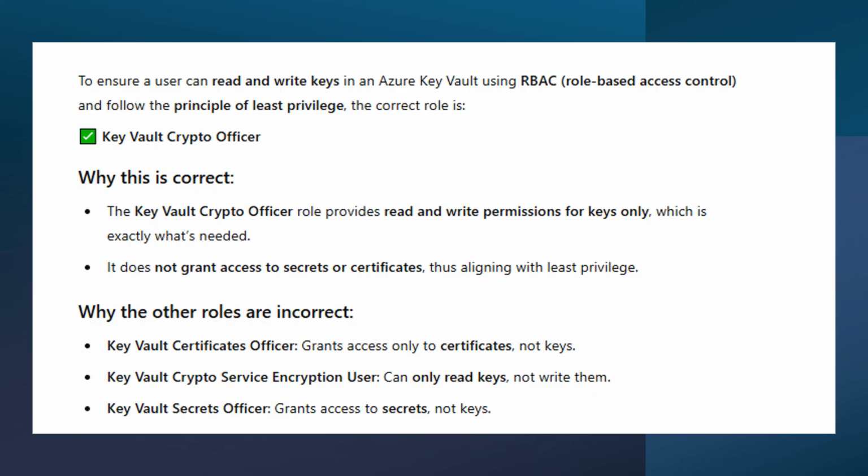Why are the others incorrect? Well, Key Vault Certificates Officer grants access only to certificates, not keys. Key Vault Crypto Service Encryption User can only read keys, not write them. And the Key Vault Secrets Officer grants access to secrets and not keys.